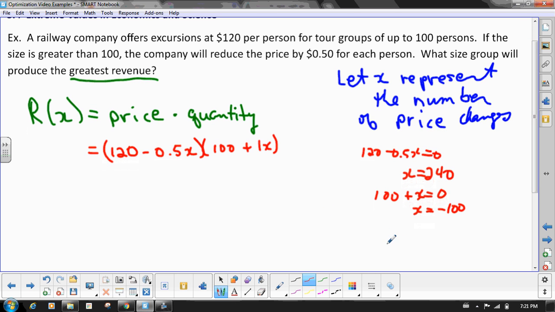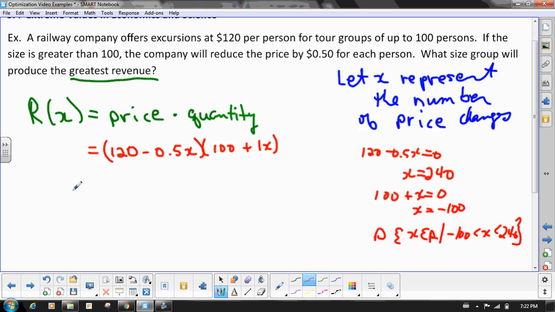Now you're probably thinking, well, can there be negative price changes? Well, technically there can. Because we're saying in this situation that a price change is a reduction, perhaps they might do an analysis and find that the increase in price is actually a better situation. So our domain is x is an element of the reals such that negative 100 is less than x, which is less than 240.